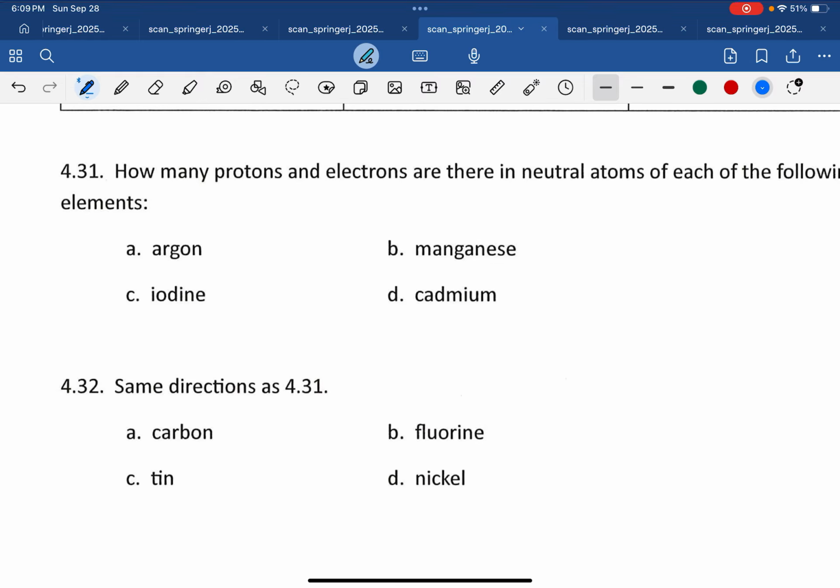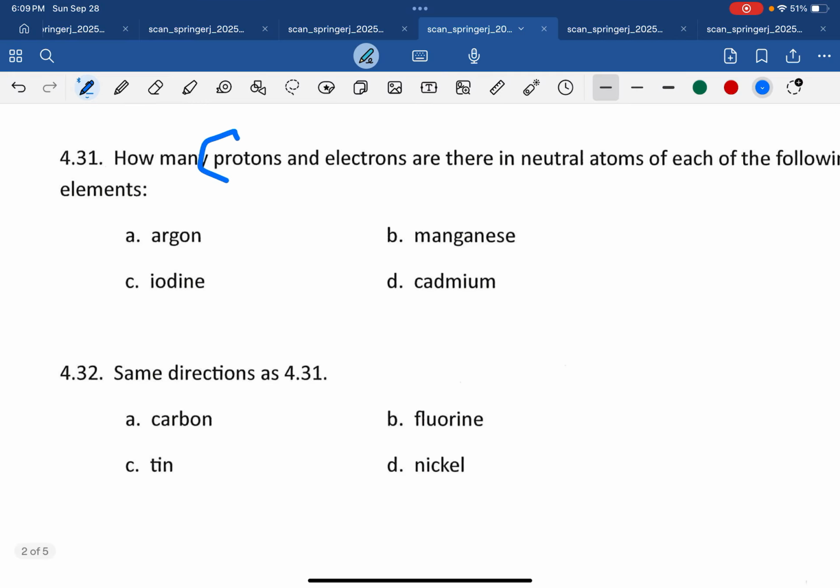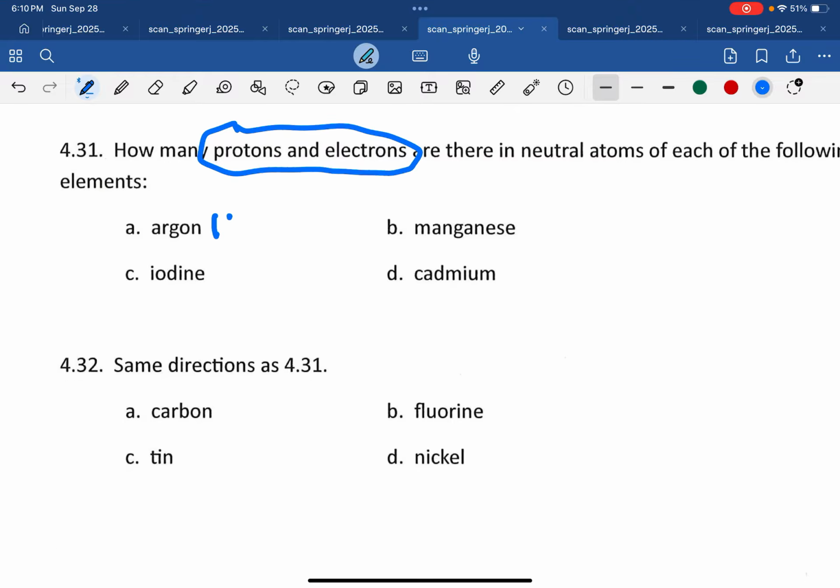Then, how many protons and electrons are there in neutral atoms of the following elements? So protons and electrons, does that mean they want us to add them together, or is it just protons, which is the same as electrons? What do you think? I think it's just either or. Or we could add them together, but I think it's just either or. Like for argon, it says 18. 18 protons, 18 electrons. It's always going to be the same number. Neutral atoms, it's the same.